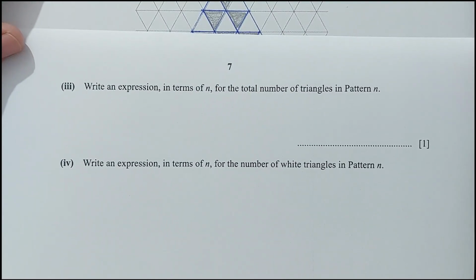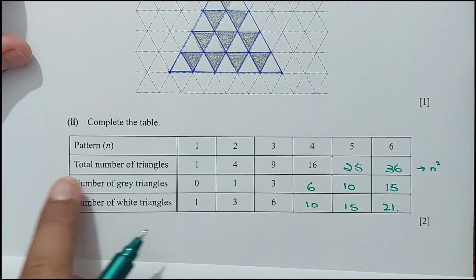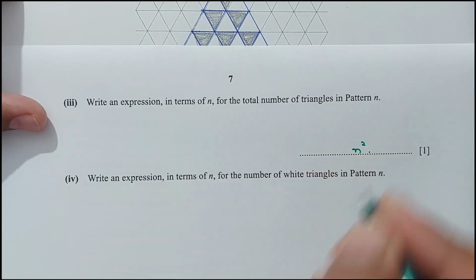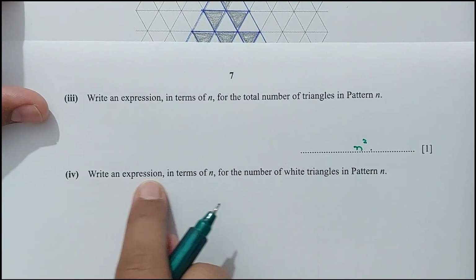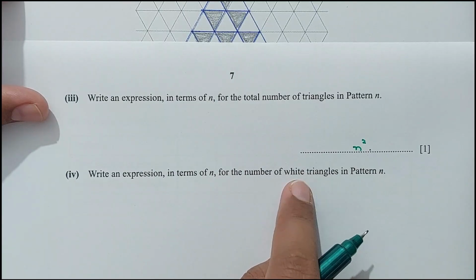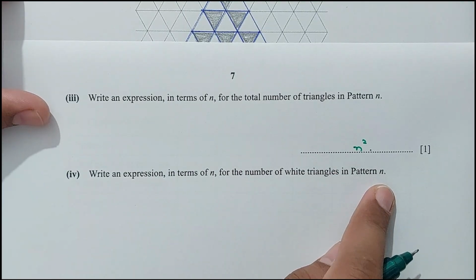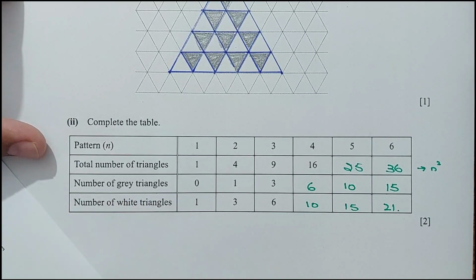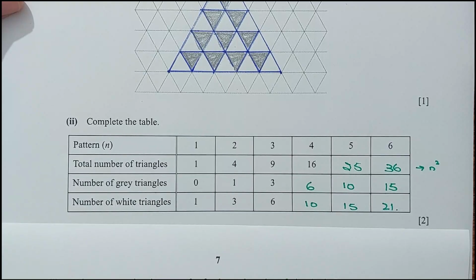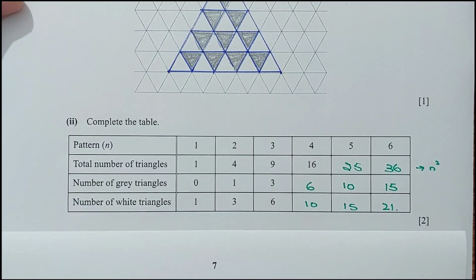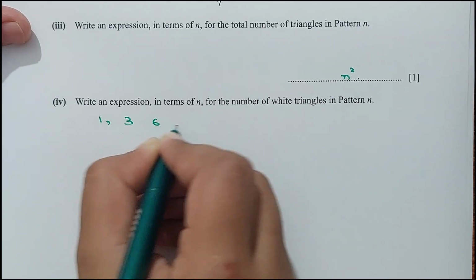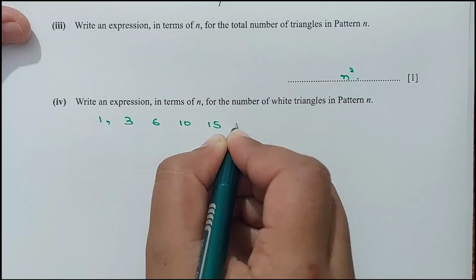Now for part 3, write an expression in terms of n for the total number of triangles in pattern n. So as you can see, the total number of triangles, the sequence is n square. This is obviously. Okay, now for number 4, write an expression in terms of n for the number of white triangles in pattern n. How many white triangles in pattern n? Number of white triangles we have to find. Let me write down the sequence for the number of white triangles. 1, 3, 6, 10, 15, 21.